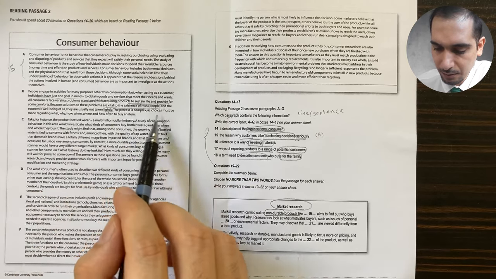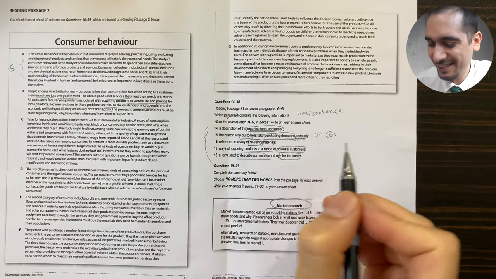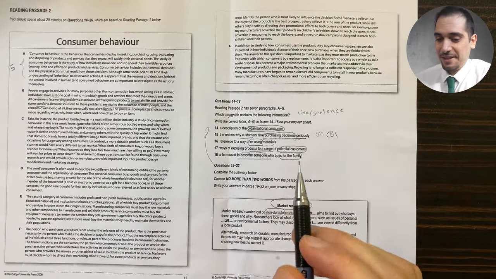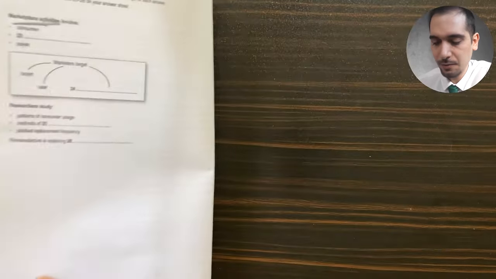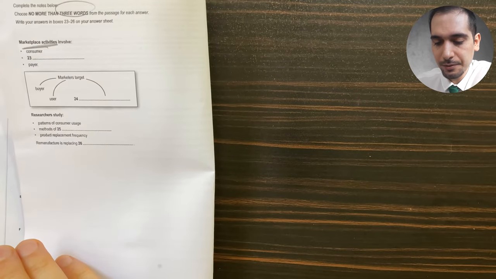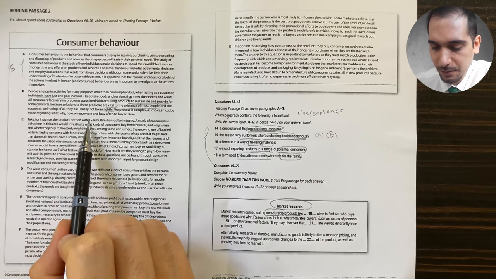I think this is a complex situation. I think this one is B. Okay. It's difficult. Alright. Non-durable. No. The consumer payer. Okay. Take for instance a product, bottled water.